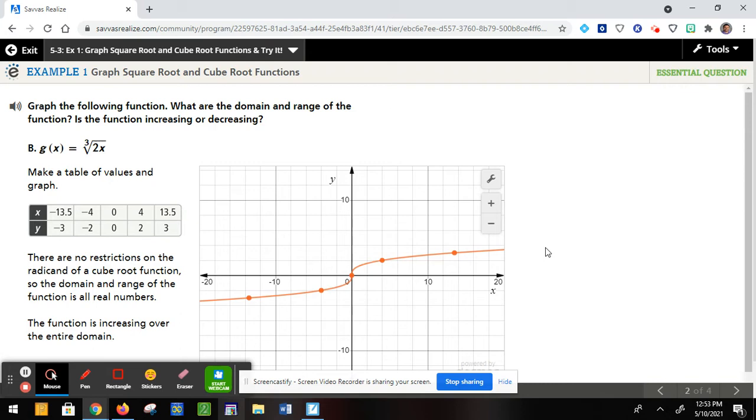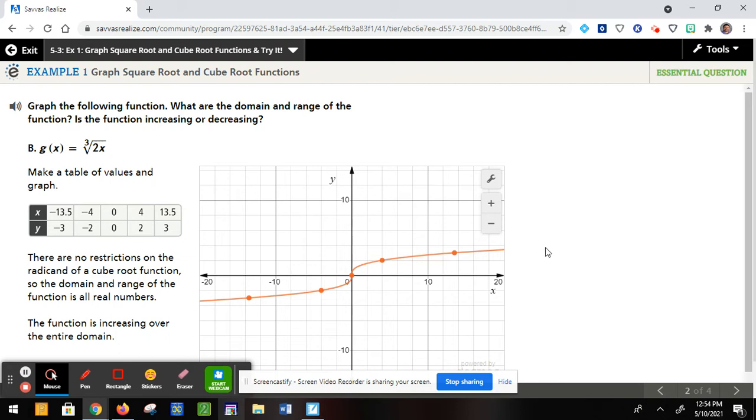As you can see, it does go both directions. In terms of the domain, it goes forever left and forever right, so there is no restriction on the domain. Same thing with the range. It will go up forever to the right, and it will go down forever to the left. So there is no restriction on the range. All real numbers for both domain and range.